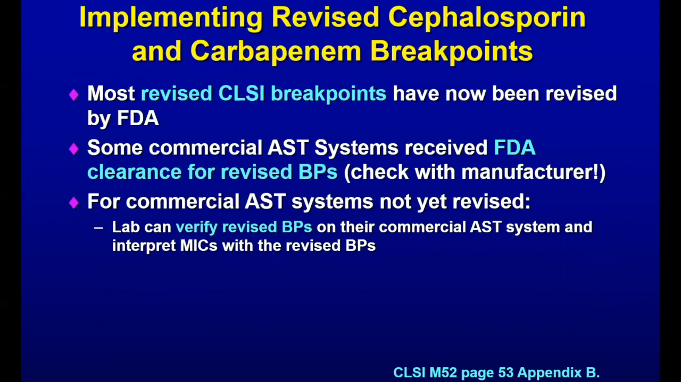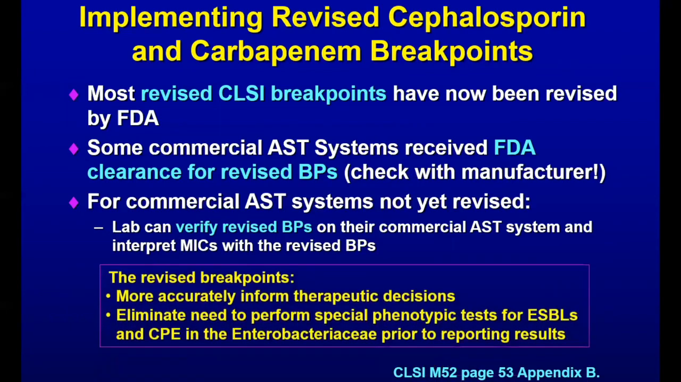Okay, so in terms of implementing the revised cephalosporin and carbapenem breakpoints, we now know that most of the revised CLSI breakpoints have been revised by the FDA, so they coincide. Some commercial systems received FDA clearance for one or more of the revised breakpoints, and it's important for you to check with the manufacturer to see what those are. For commercial systems that are not yet revised, we can verify those breakpoints on their commercial system and interpret the MICs with the revised breakpoints. The manufacturer cannot come in and do this for us, but they can tell us how to proceed.